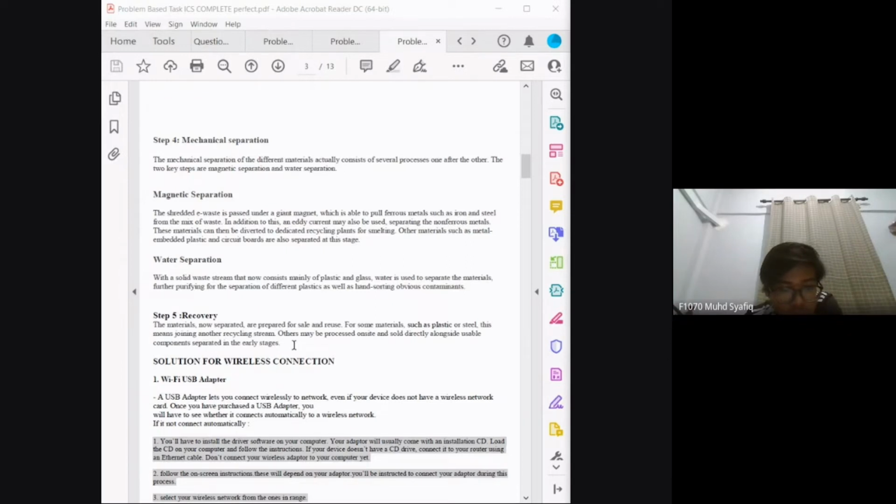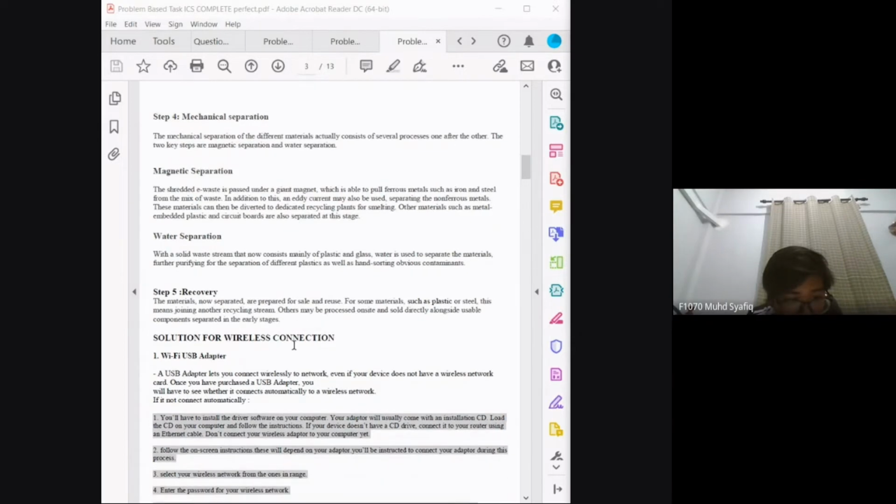Your adapter will usually come with an installation CD. Load the CD on your computer and follow the instructions. If your device doesn't have a CD drive, connect it to your router using an Ethernet cable. Don't connect your wireless adapter to your computer yet.